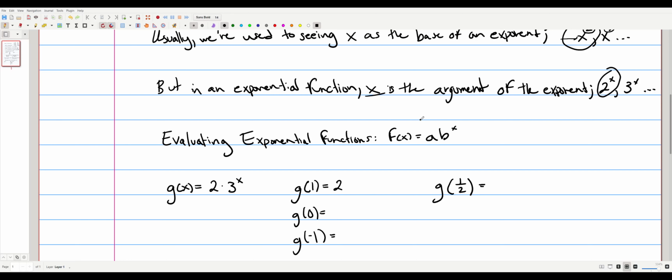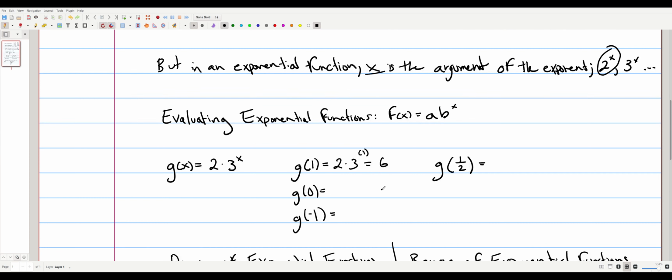Well, it's 2 times 3, and the x is 1, so we're going to replace that with 1. And 2 times 3 to the first is going to give us 6. Okay, what if we plug in 0? Is that valid? Well, 2 times 3 to the 0th power. Since PEMDAS tells us to do exponents first, 3 to the 0th power is 1, right? Any number to the 0th power is 1, and 1 times 2 is 2.